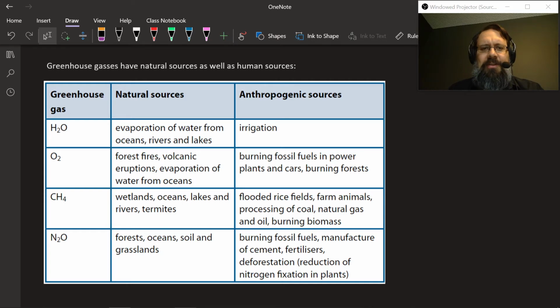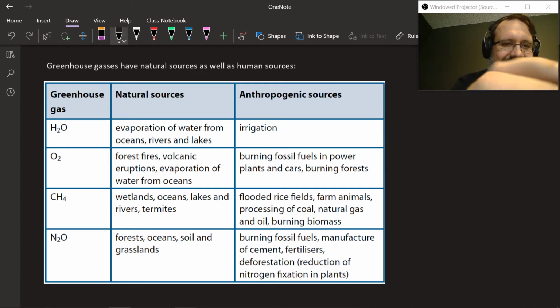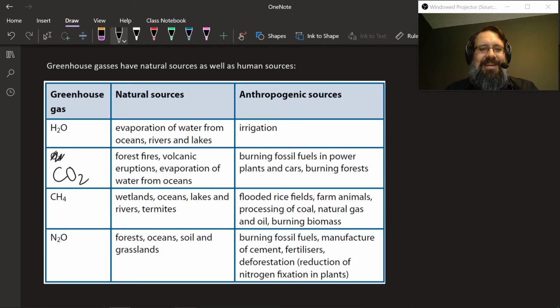I want you guys to look at this chart. I pulled this out of the Cambridge IB textbook. So here are the 4 greenhouse gases. We've got water vapor in particular, oxygen. Um, what else is there? Wait, isn't that carbon dioxide? That's wrong. That's supposed to be carbon dioxide, CO2. Fix your textbook, guys. And then methane and nitrous oxide.